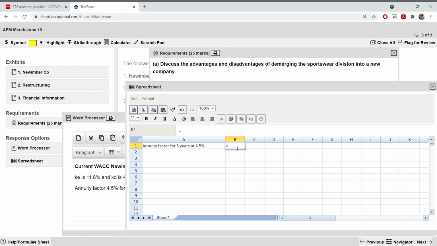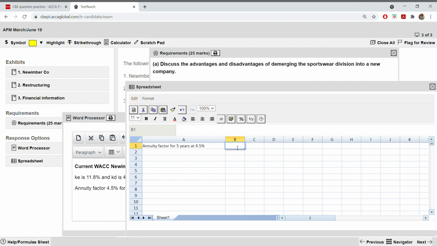Here, equal to, either you can use your calculator to do this. So 1 minus bracket, but you need to put the equal sign, otherwise it will not perform the calculation. First is 1 minus (1 plus 4.5%), close the bracket, to the power minus 5. Now how do you write to the power? You press shift and number 6. A small arrow will be shown on the screen. That means now you are writing the power. Write minus 5 years. Then divide by 4.5%. Close bracket. Enter.